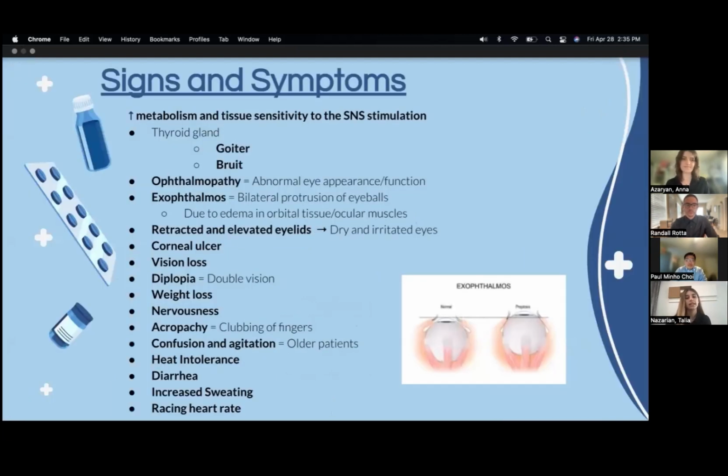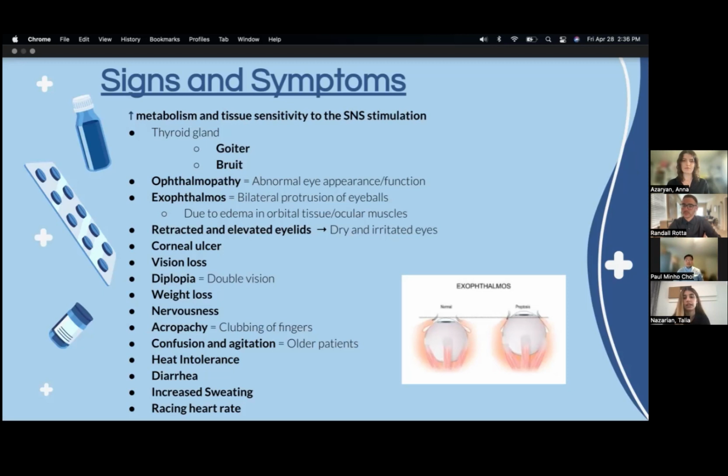Next. Now we're going to get into the signs and symptoms of hyperthyroidism. These are mainly due to increased metabolism and tissue sensitivity to the SNS stimulation. In the thyroid gland, we might see goiter and bruit. We might also see ophthalmopathy, which is abnormal eye appearance and function. Exophthalmos, which is bilateral protrusion of the eyeballs due to edema in the orbital tissue and ocular muscles.